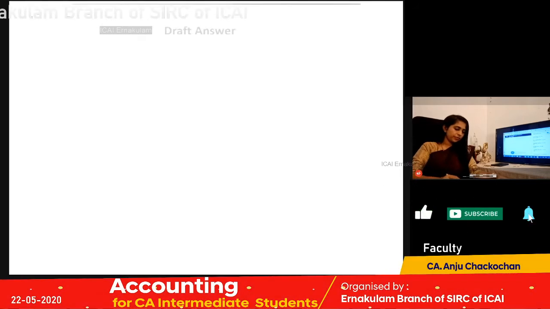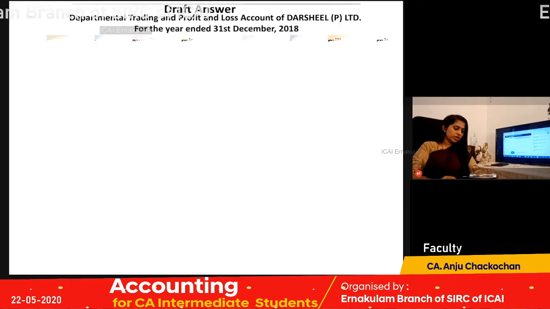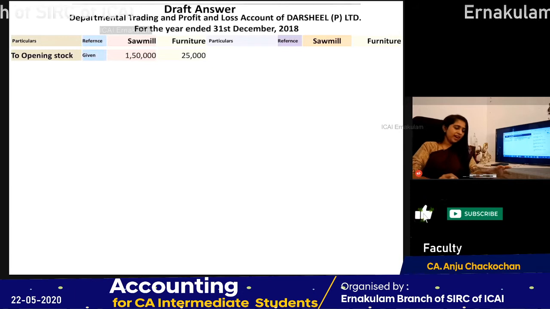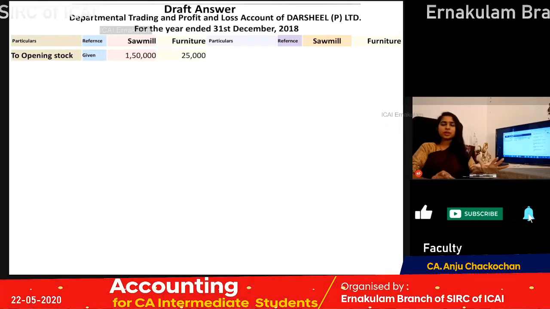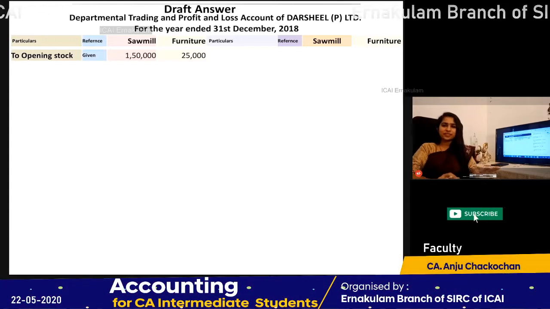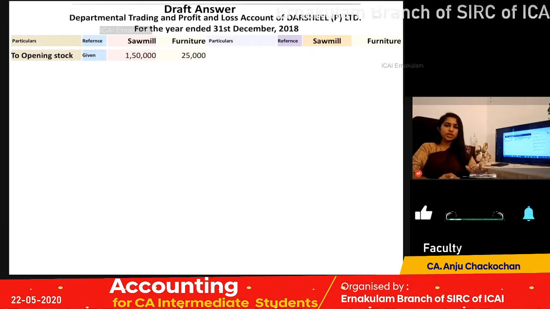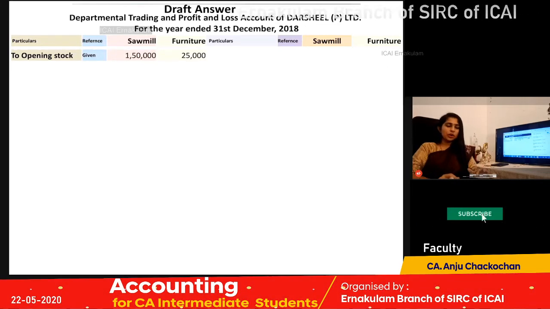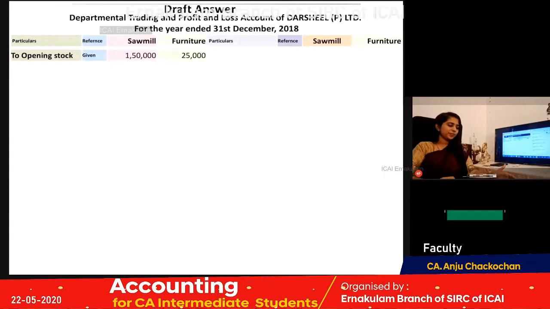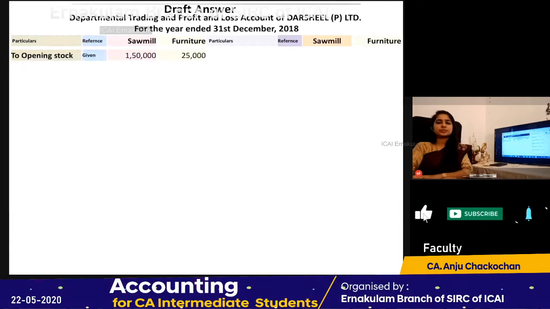Here we have the draft answer. So students, now you can compute the GP. For the departmental-wise trading account, you can very easily compute it because all the data is straight away given in the question. You can compute the gross profit amount. So make it fast, students. Compute it and come up with the answers of gross profit. Just a calculator task.